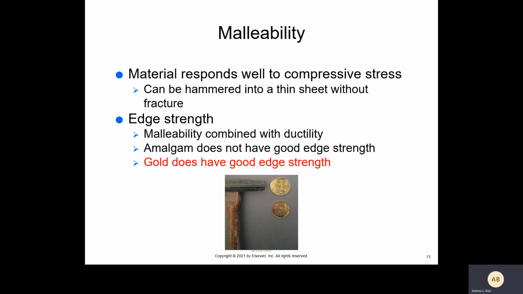Edge strength, this is important for edge strength. So gold, you want the margin of that crown to be able to be super thin, so it has a really nice relationship with the tooth. So gold has a really nice ability to be malleable and have that nice thin border against the tooth. So edge strength of a restoration is a combination of malleability combined with ductility, being able to be stretched as well as being able to be hammered to a thin sheet. Amalgam does not have good edge strength, but gold does.